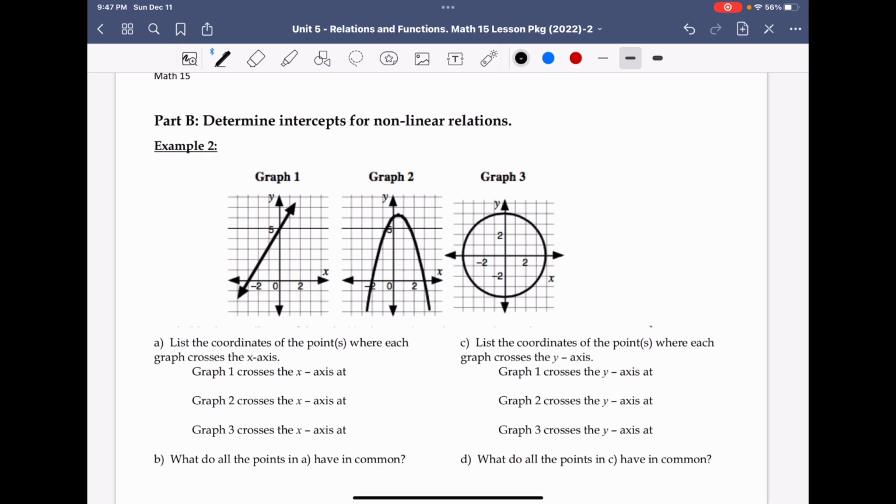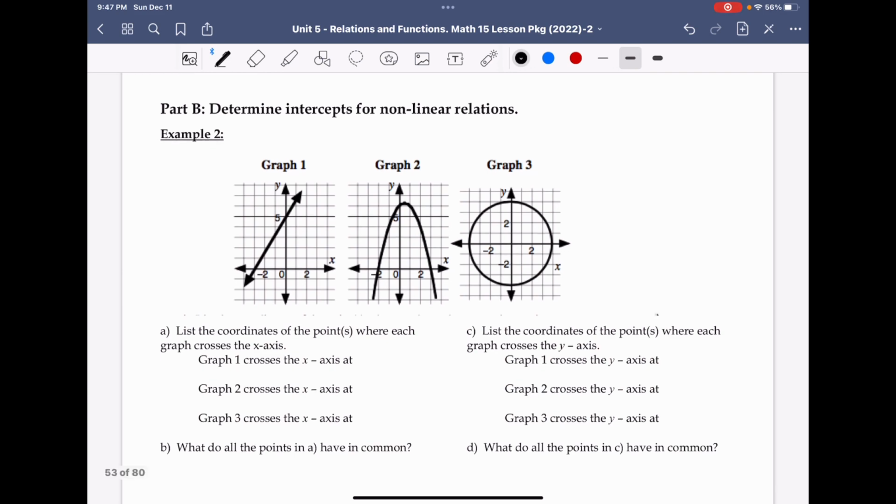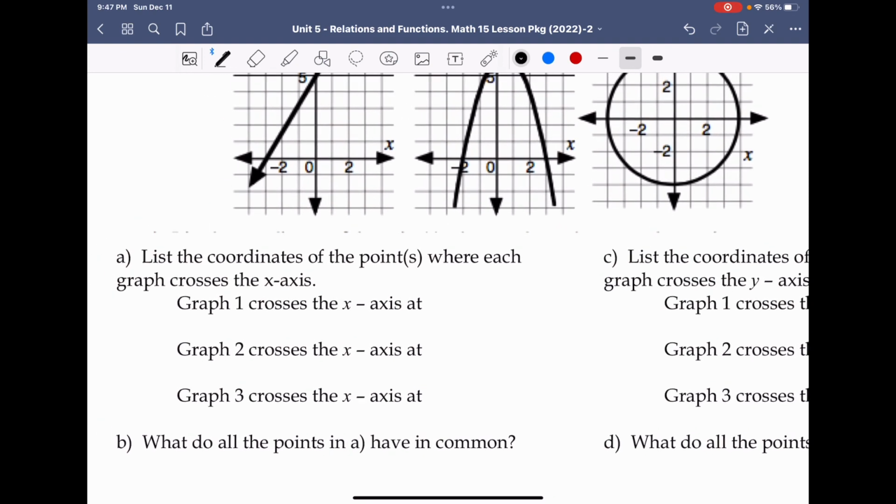For part B of our lesson, we're going to actually look at a couple graphs here. We're going to look at graph 1, 2, and 3, and we're going to determine some patterns based on where it crosses the x-axis and where it crosses the y-axis. So determining intercepts for nonlinear relations. Well, our first graph is actually linear, and if we look at this, they say list the points at which it crosses the x-axis. So I'm going to put a dot here and then say, well, it crosses the x-axis at, in that case, -3 and 0 for y.